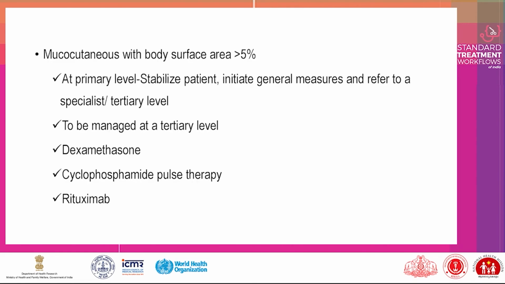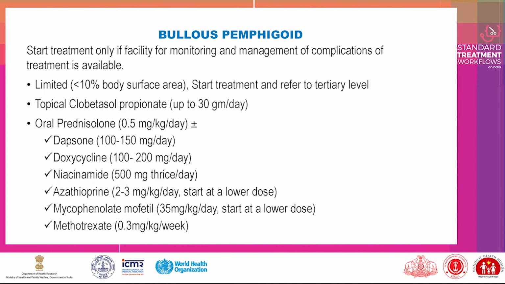Mucocutaneous with body surface area more than 5%: at primary level, stabilize the patient, initiate general measures, and refer to a specialist or tertiary level. To be managed at a tertiary level: dexamethasone, cyclophosphamide pulse therapy, rituximab.